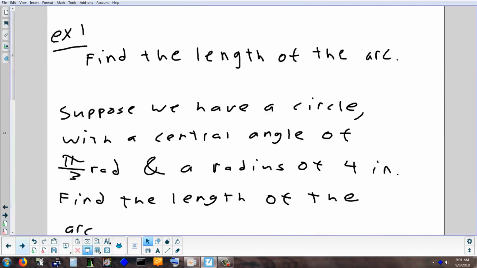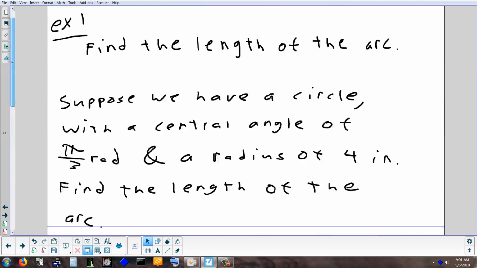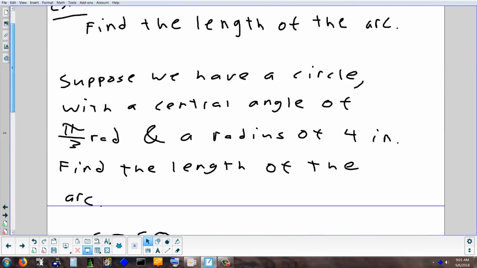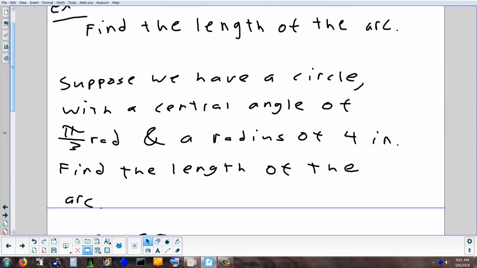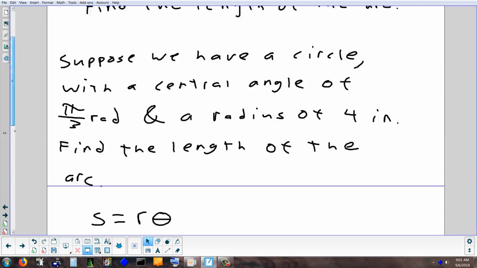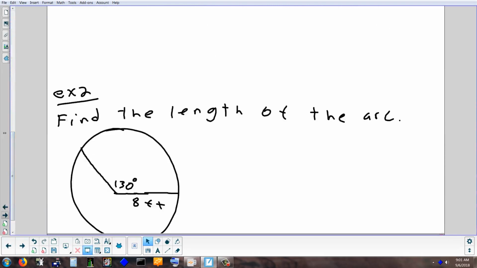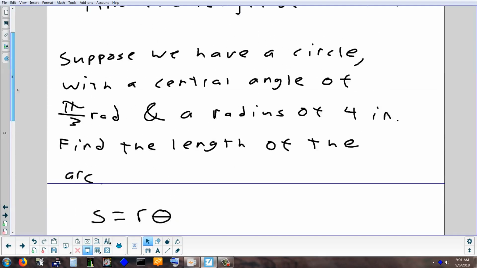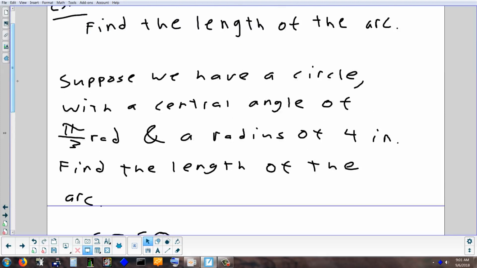Okay, so let's try an example. So there's a couple ways they can do the problem. They can write out the whole problem like I have here. Or in the next one we look at, just give you a picture. All right, so same idea. All right, so the directions are to find the length of the arc. And the important things are the angle in the problem is pi over 3 radians. And the radius in the problem is 4 inches. So find the length of the arc.